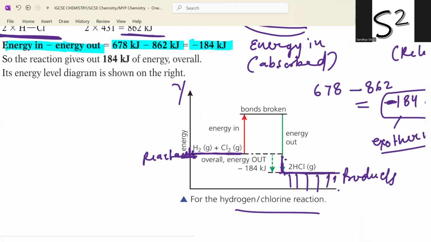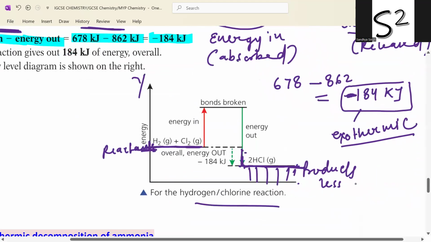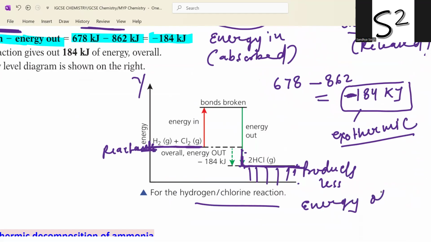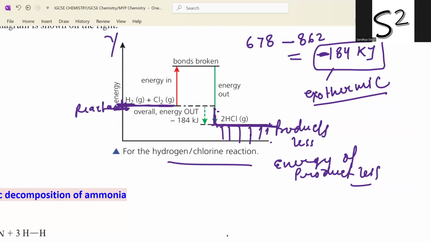To draw the energy level diagram for an exothermic reaction, the product's energy will be less. See, here the reactants are on the higher side and the products on the lower side. This is energy.